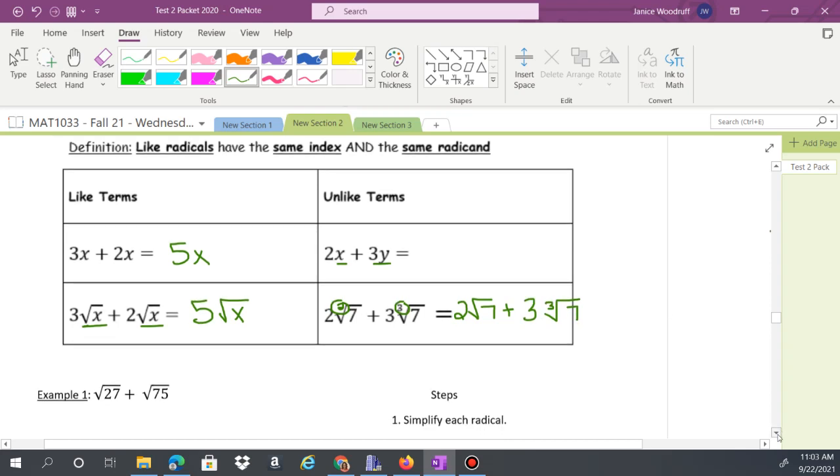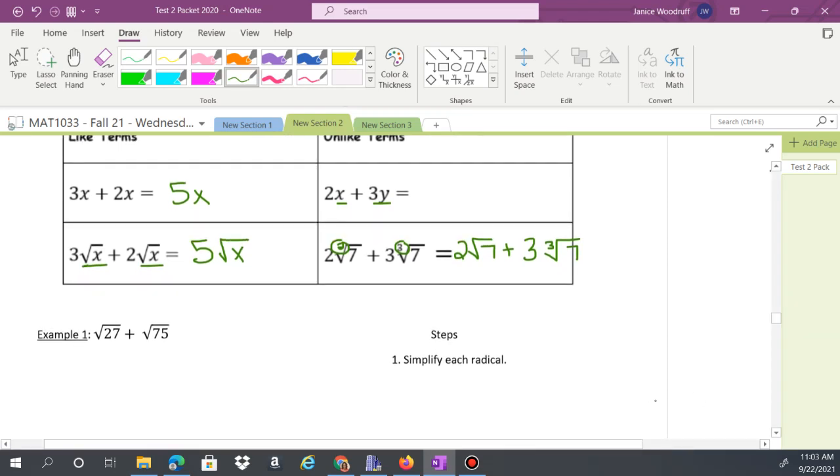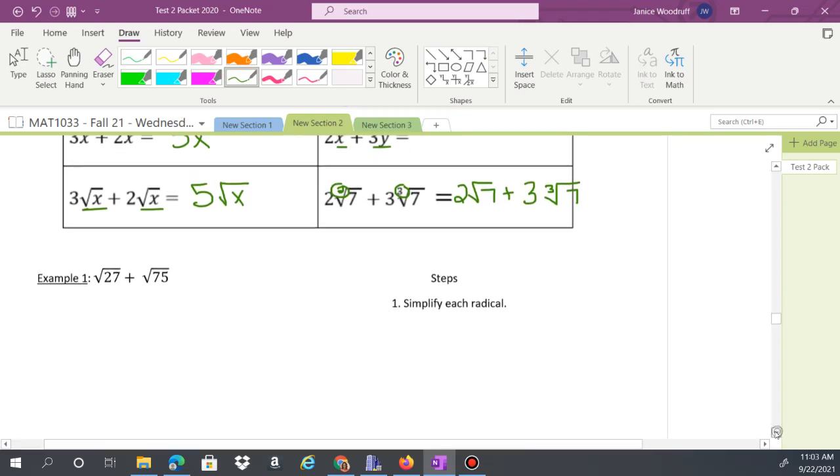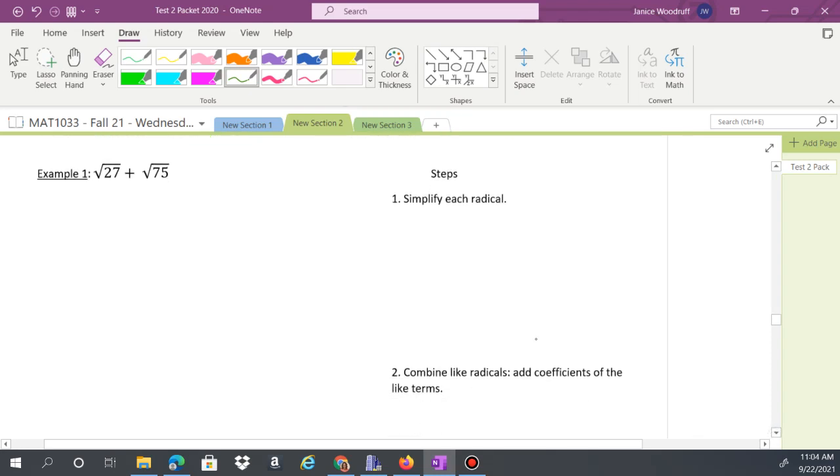When you're adding radicals, in example 1, first we look at this and say, well, 27 and 75 are clearly not the same underneath the radical, so I cannot add them. But you want to simplify each radical, and then if you can, after simplification, add the radicals, then you would go ahead and do that. So let's look at simplifying each radical. Let's remember what our perfect squares are.